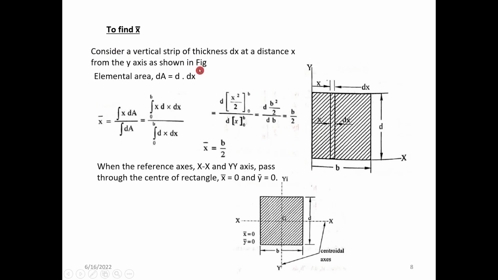The steps are similar for the x bar. The only thing is that we have to consider a different strip of width dx at a distance of x from the y-axis. Doing repeated steps similar to the previous one, we get that x bar is equal to b by 2. So we get the centroidal axis which is passing through the axis of symmetry in the case of a rectangle.